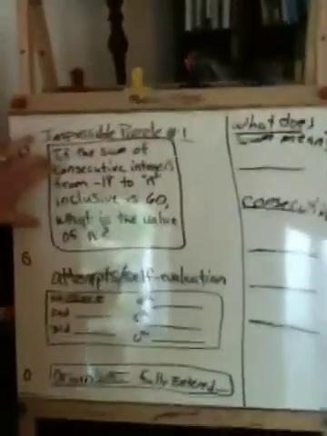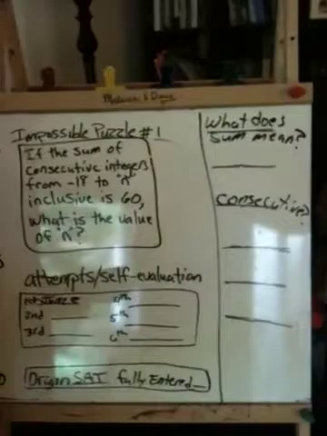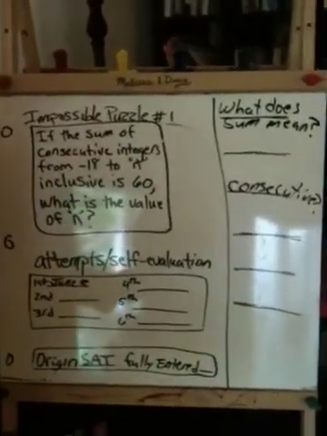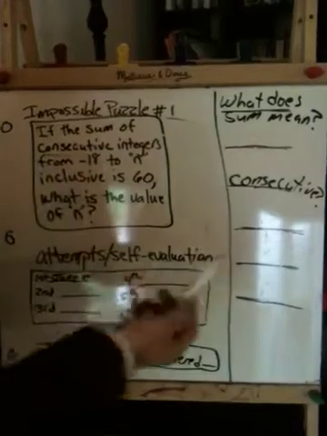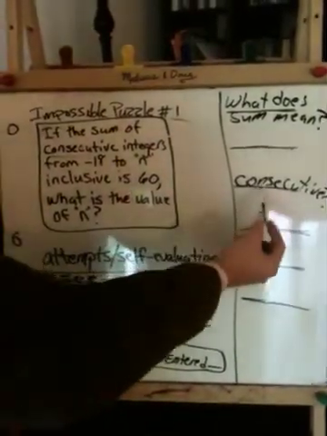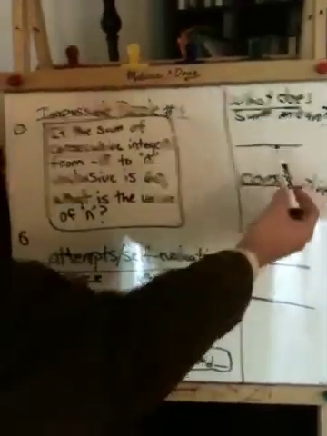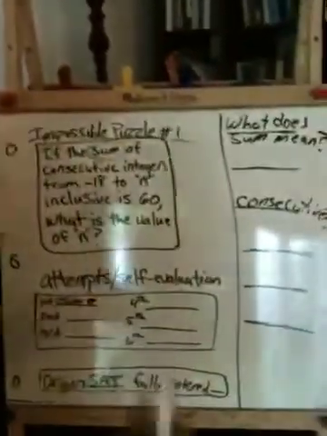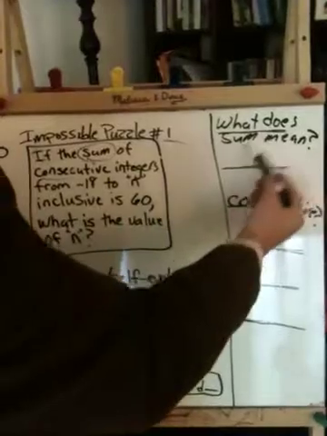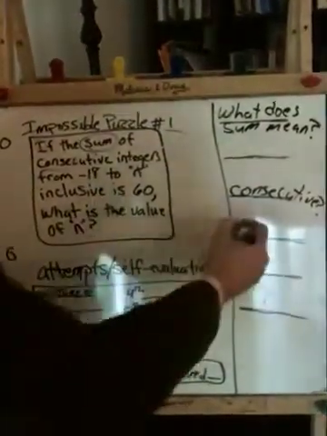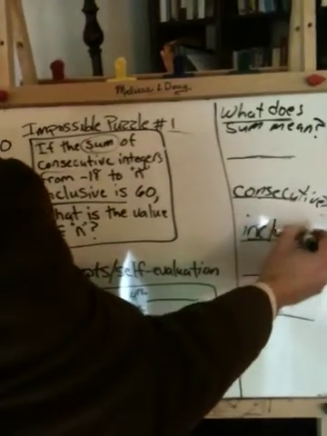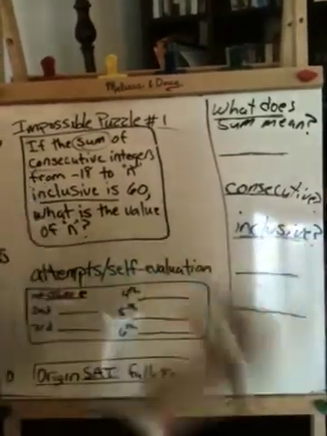Alright, so read the question again. The first thing I want you to do is ask questions about it. You might find some vocabulary that you aren't familiar with. For instance, consecutive. What does consecutive mean? You would write that question on the side over here where these lines are. You might also be wondering, what does sum mean? If you don't know what sum means, write that question down. Or inclusive. Maybe you are unsure about the word inclusive. Write it down on the side.